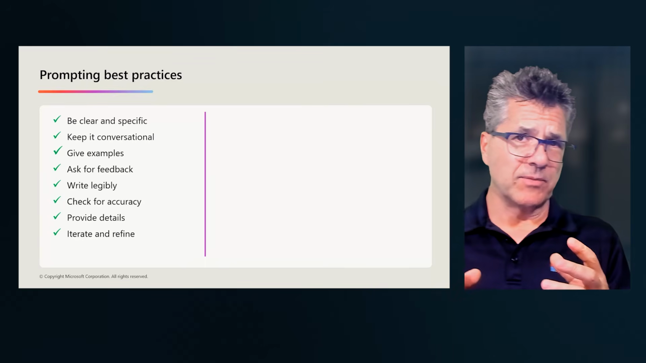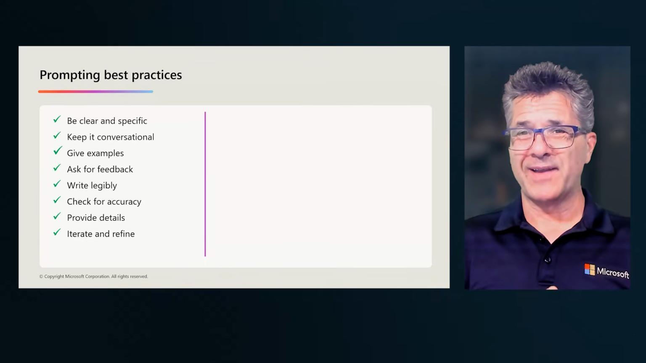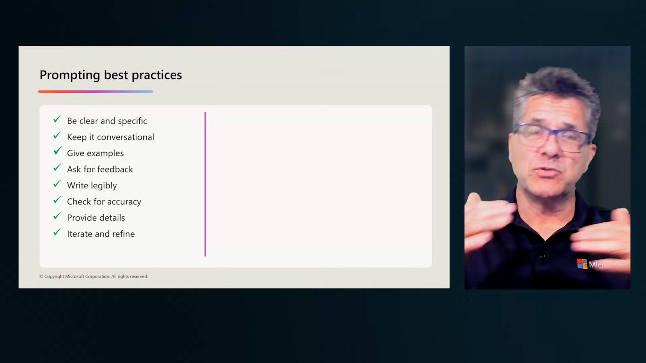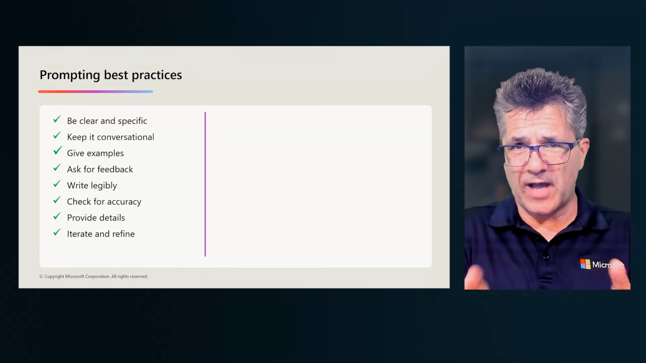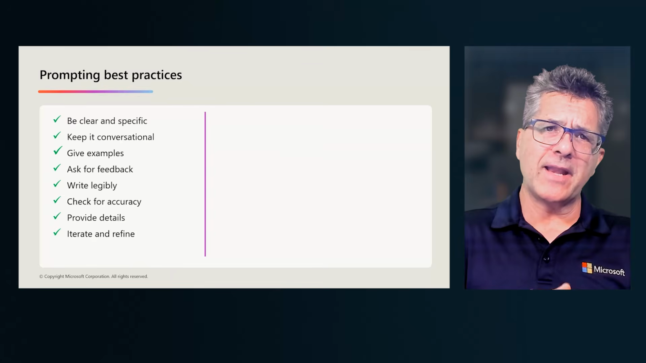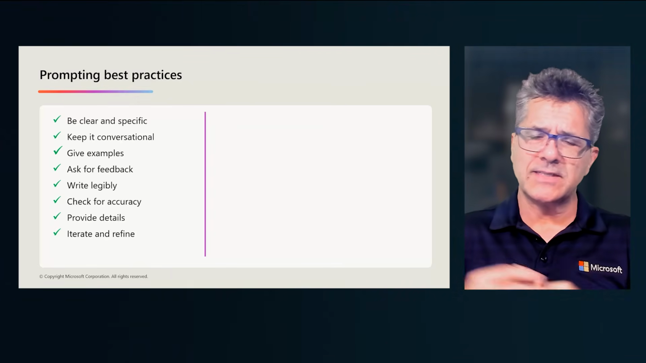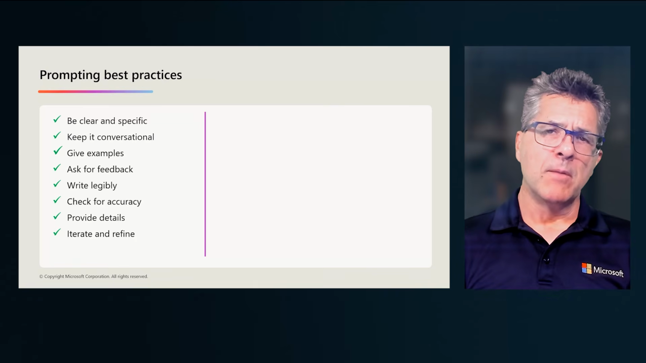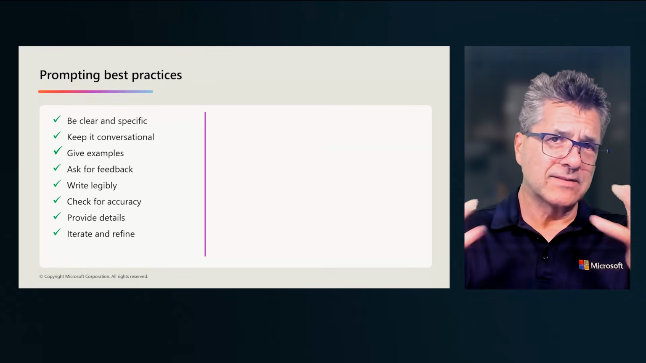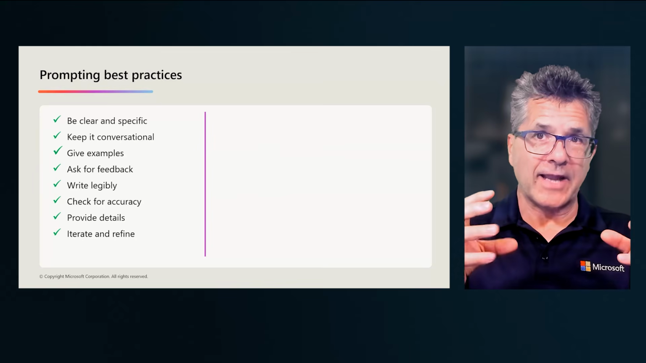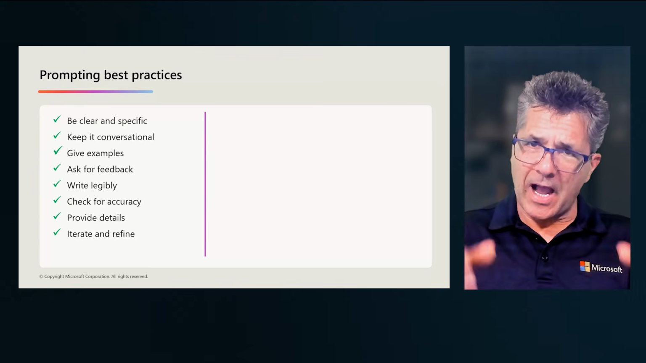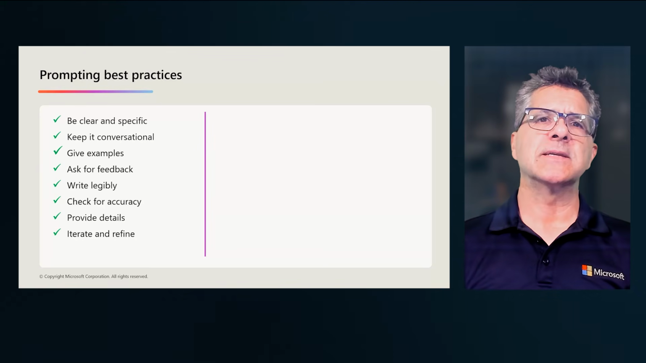Try to write legibly, although sometimes it's not necessary. Copilot is going to understand a lot of those things. You saw that I made some mistakes in my writing, but Copilot can overcome those concerns. It knows how to write in various languages. But also check for accuracy. What's coming back? Does it sound right? It is AI generated, so we should always check for consistency.